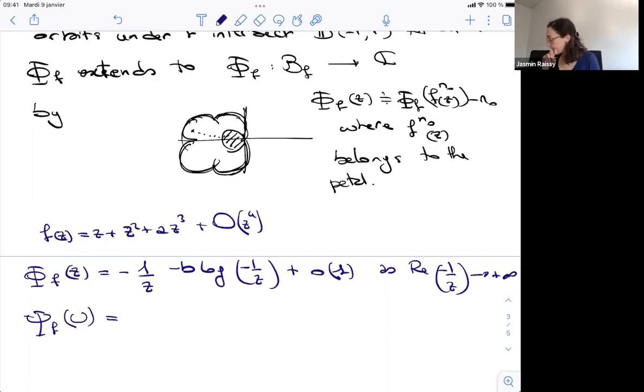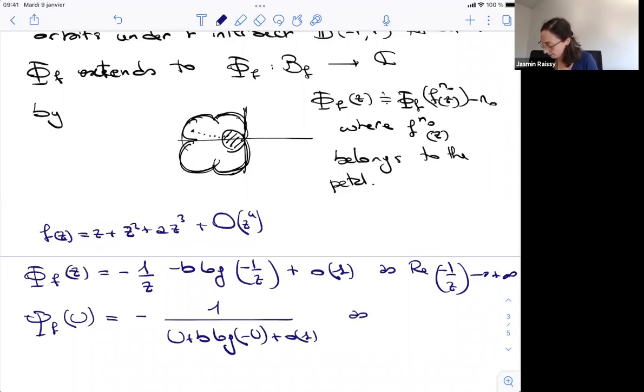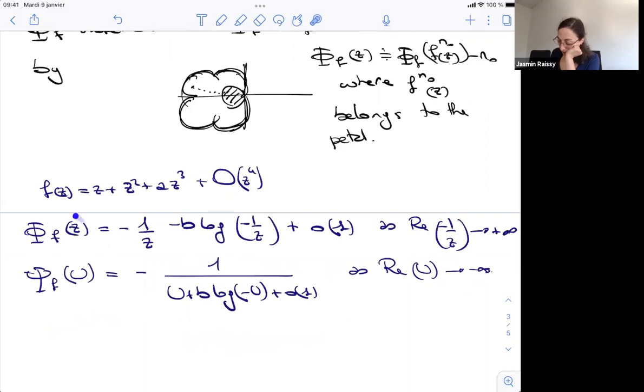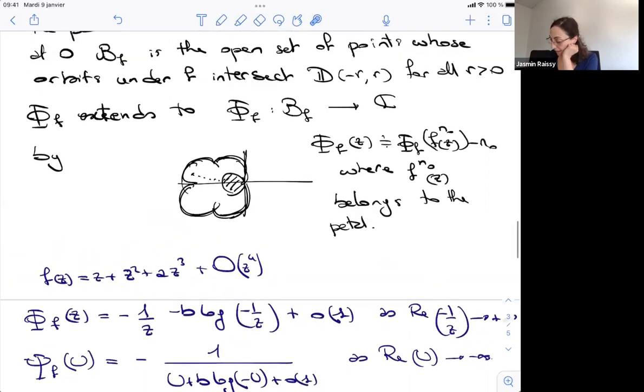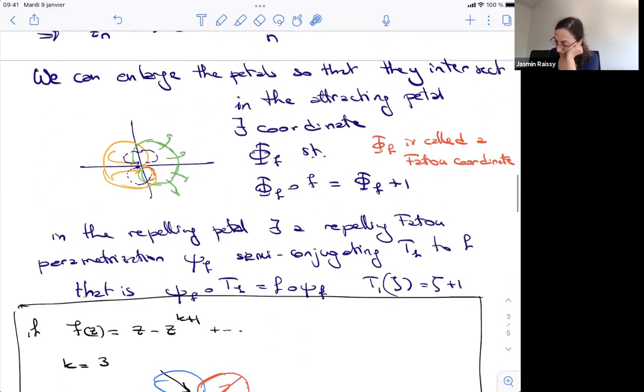And I can also find a way of writing down the repelling Fatou parametrization. So this is going to be minus 1 over u plus b log of minus u plus little o of 1, again, as the real part of u tends to minus infinity. And so we have these two coordinates. As we noticed before, since these two petals intersect, I can consider what happens in the intersection.